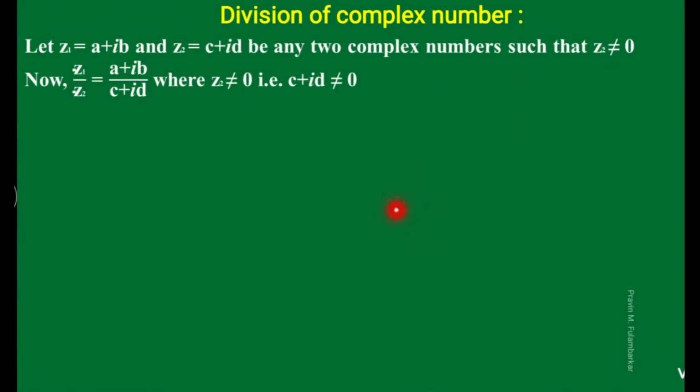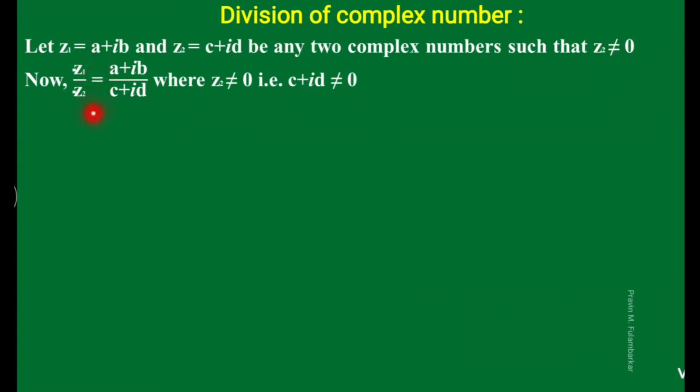Division of complex numbers. For finding the division of complex numbers, we know the concept of the conjugate of a complex number. For dividing complex numbers, we always find the conjugate of the denominator. So see, let z1 equal to a plus ib and z2 equal to c plus id be any two complex numbers such that z2 is not equal to 0.